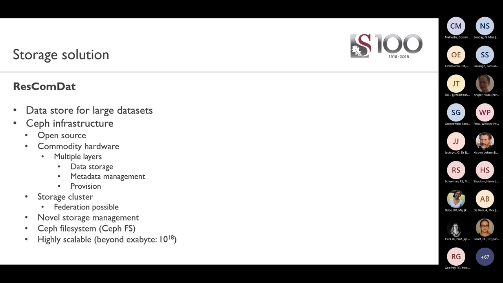It also has its own file system, the Ceph file system. And the most important part for us is it's highly scalable. It can scale beyond exabytes, which is 10 to the 18 bytes.